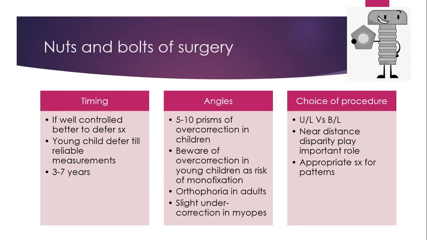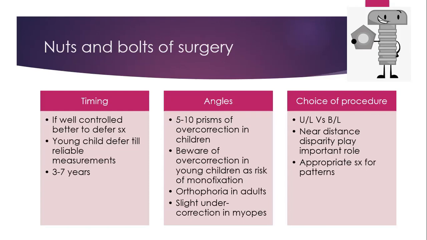So what angles do we plan for the surgery, like post-op? So 5 to 10 prism diopters of overcorrection is usually planned. And these overcorrections should not be tried in younger children, as it can cause monofixation. In adults, we usually plan to make them orthophoric. And in myopes, we have to slightly undercorrect.